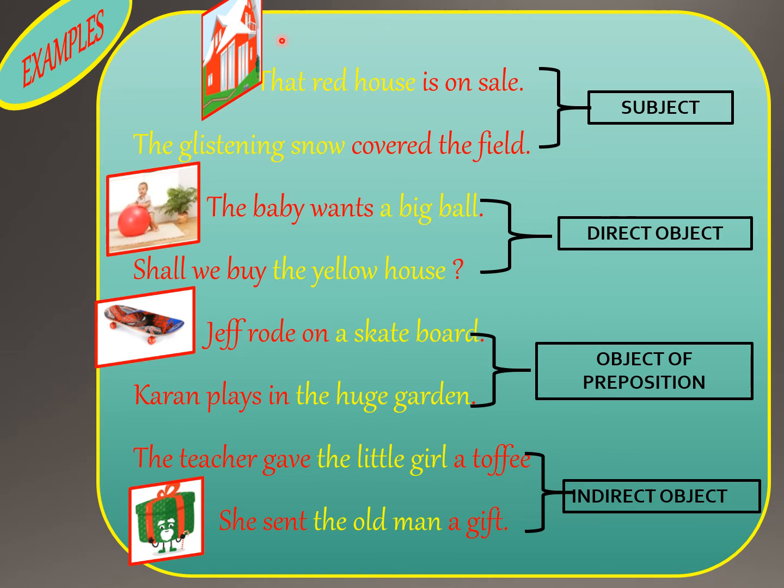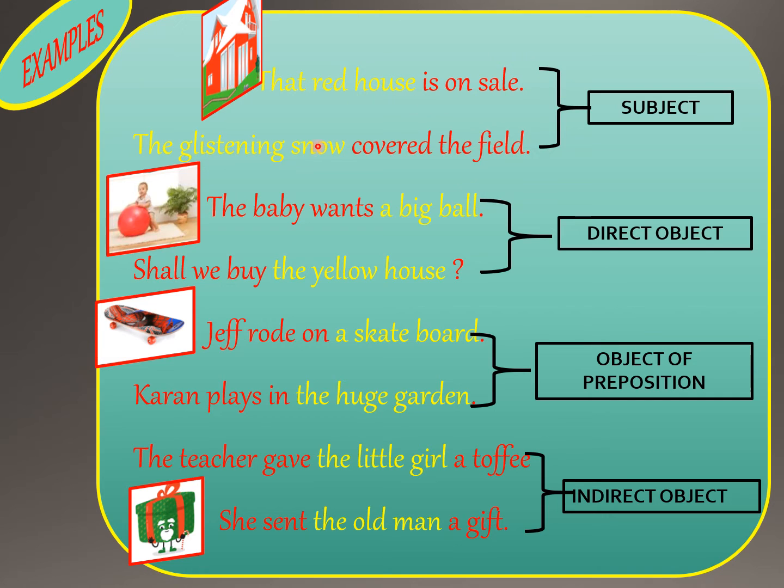Let us understand how a noun phrase acts as a subject, direct object, object of preposition, and indirect object with the help of these examples. That red house is on sale. Now, I told you the type of noun phrase will be decided by the head word. Here, the head word is house, which is a noun. So, it's a noun phrase. Now, since it is answering the question what is, and it is coming before the verb is, it is acting as a subject. What is on sale? That red house is on sale.